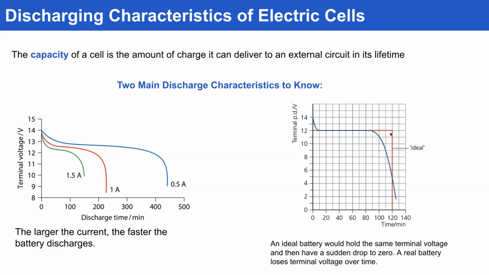A second one here is that an ideal battery would have the same output and then drop to 0 at the end of its life. But once again, as I mentioned before, that doesn't really happen in real life, because each time you charge a cell, you get a little bit less out of it. So you may get 12 volts for a small portion of it, and then you may get 11 volts, and 10 volts, and 8 volts, and then eventually 0. An ideal one would have the voltage stay the same, and then when it runs out, drop to 0. But we know that over time, the battery slowly loses its potential difference. That is the difference between an ideal battery and a real battery.